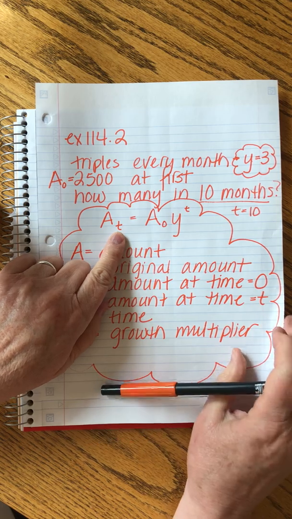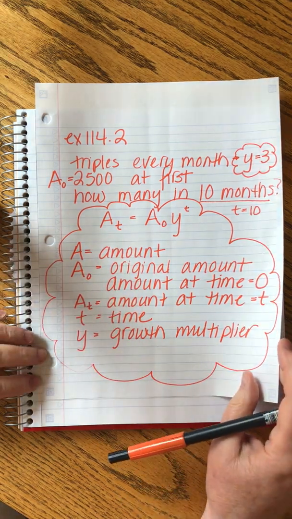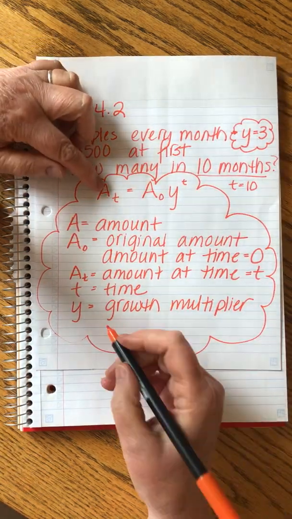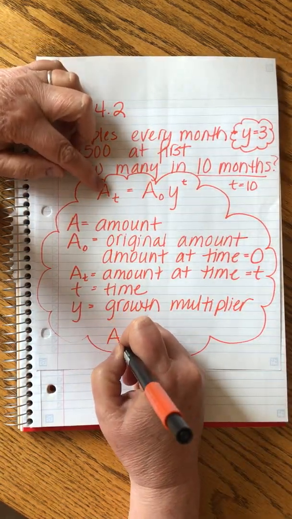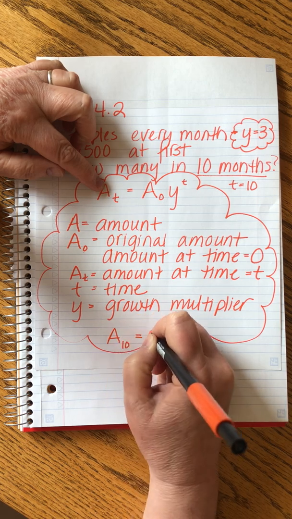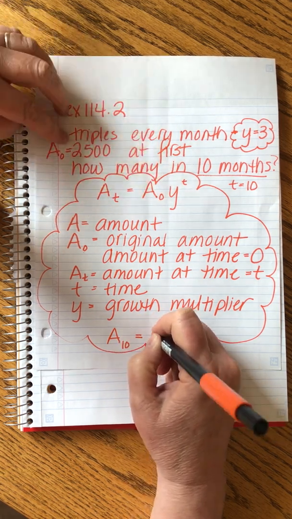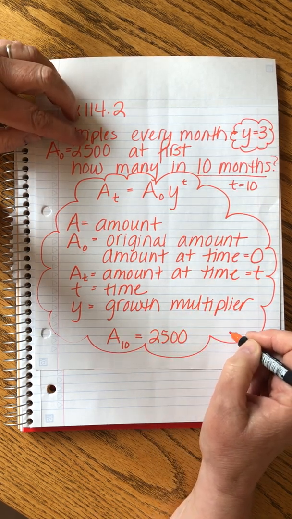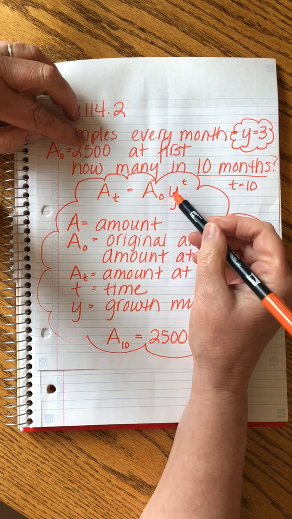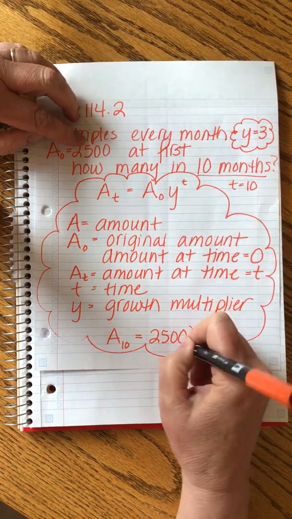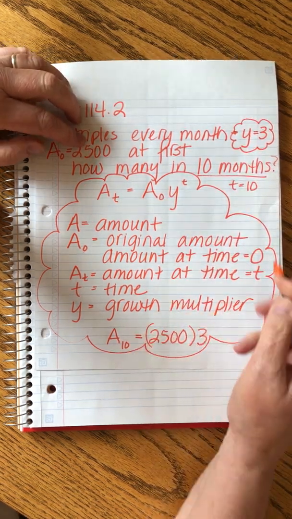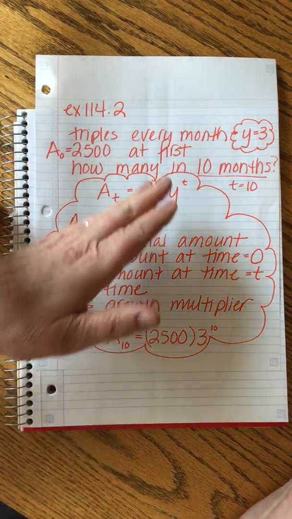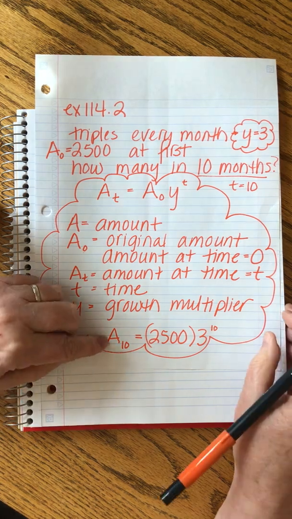So I'm going to write it down here first, and then I'll copy it to the other page. So the amount after 10 months is equal to the original amount, 2,500, times the multiplier, which we said is 3. So I'm going to put this in parentheses, raised to the power of the time, t. See how I plug those in? Now I will copy to the next page.